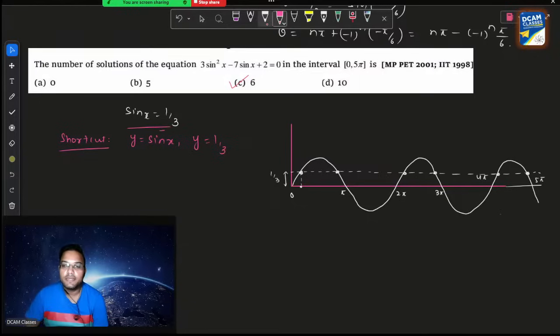Sin x is equal to 1 by 3 is given. Take y is equal to sin x, take y is equal to 1 by 3. Find points of intersection in the given interval. That will be your solution.